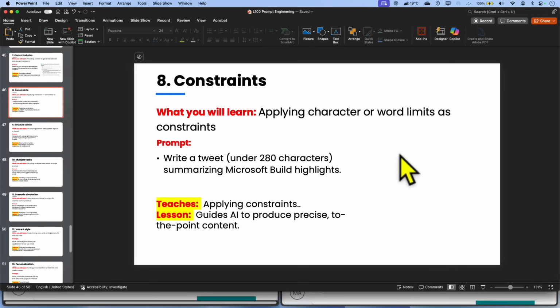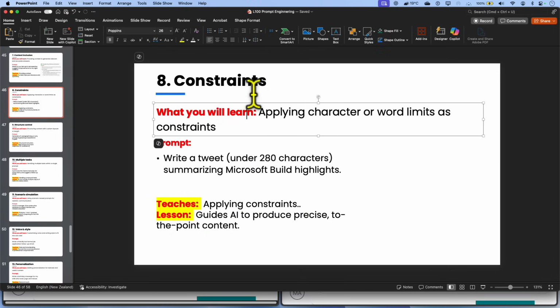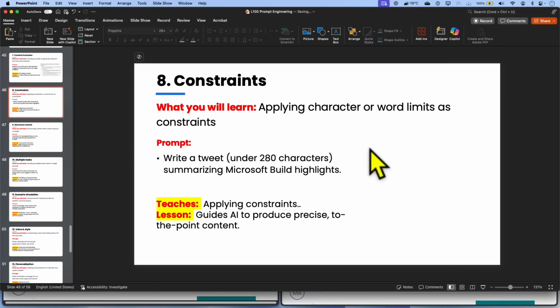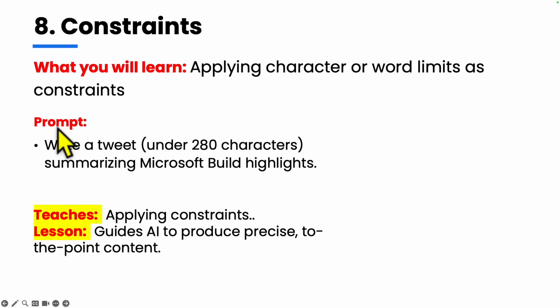Let's look at example number 8. Here we are going to learn about constraints, applying a character or word limit as a constraint. You can think of a constraint in any form as you like. In this example, we are looking at a word or character constraint. If you look at the prompt, we are going to ask the model to write a tweet. Now it is called X, so I hope that works as a tweet. Okay, write a tweet under 230 characters.